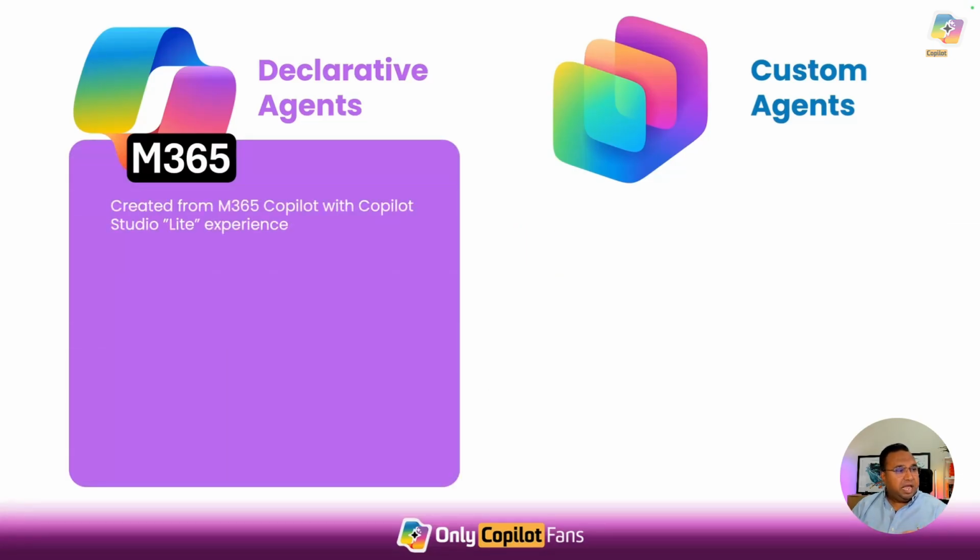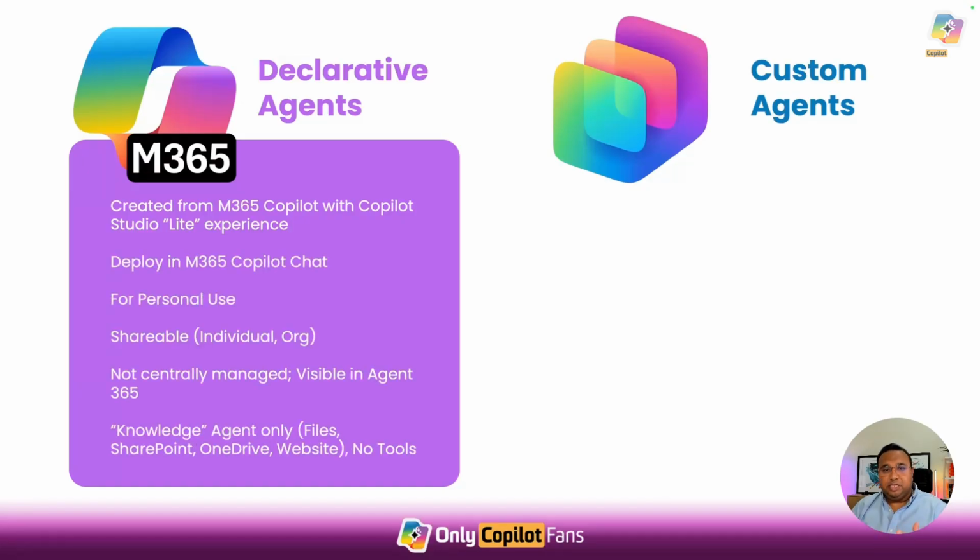Declarative agents are created from Microsoft 365 Copilot Chat using the Copilot Studio Lite experience. This is a recent renaming, previously called the Agent Builder experience. Once you've built this agent, you would deploy that in your Microsoft 365 Copilot Chat or any Microsoft 365 apps. It's primarily designed for personal use, although it can be shared by the maker with other individuals or across the entire org. Because it's made by an individual, it is not centrally managed.